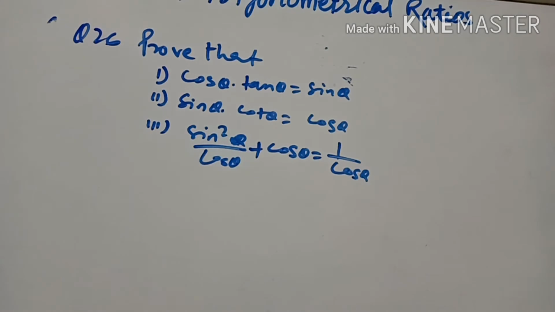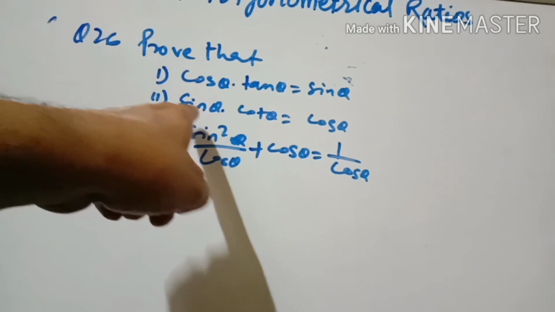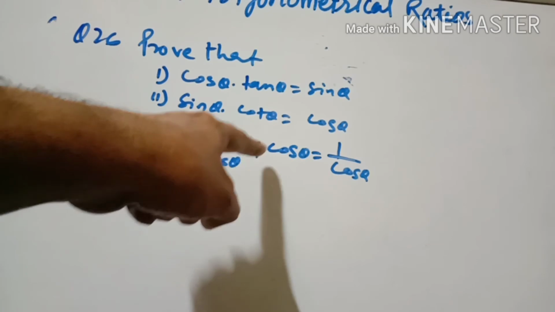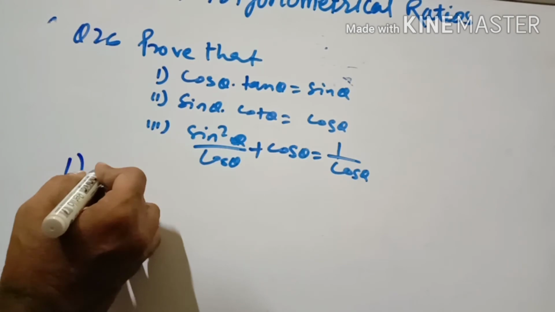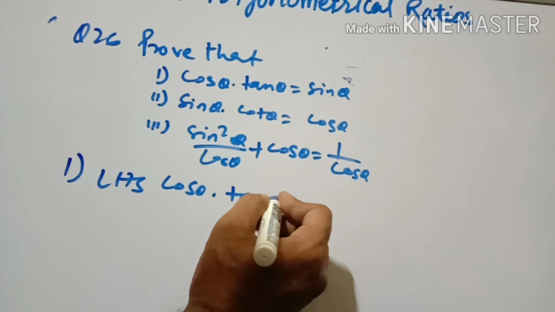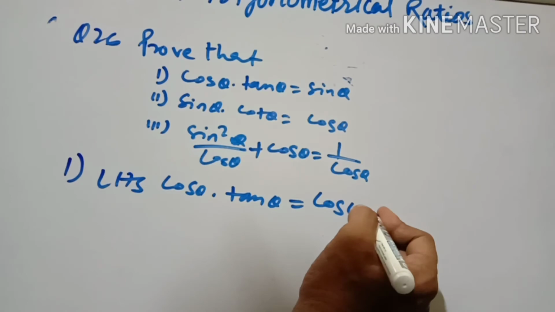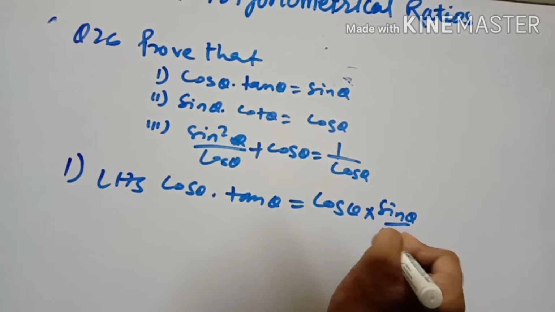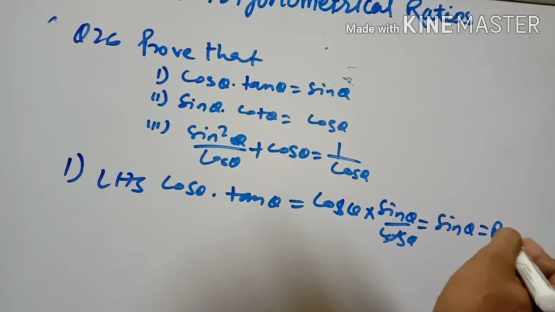Now proving, question number 26: number 1, cos theta into tan theta equal to sin theta. Number 2, sin theta into cot theta equal to cos theta. Number 3, sin square theta by cos theta plus cos theta equal to 1 by cos theta. We have to prove. First one, LHS, I can write cos theta into tan theta, I can write tan as sin by cos theta. Cos cancel, this is your sin theta, and RHS.